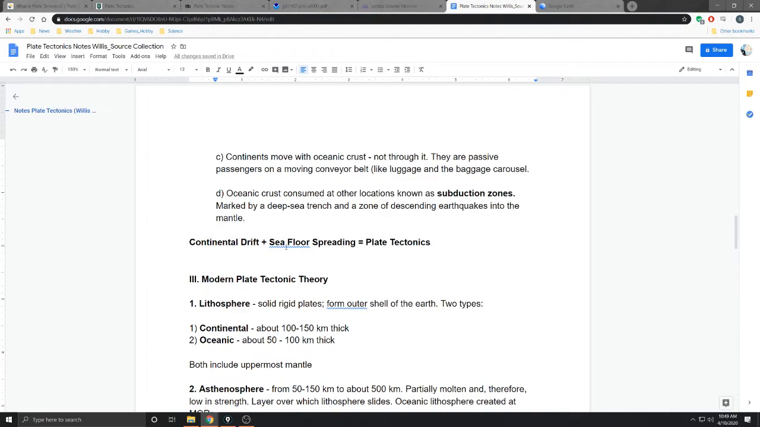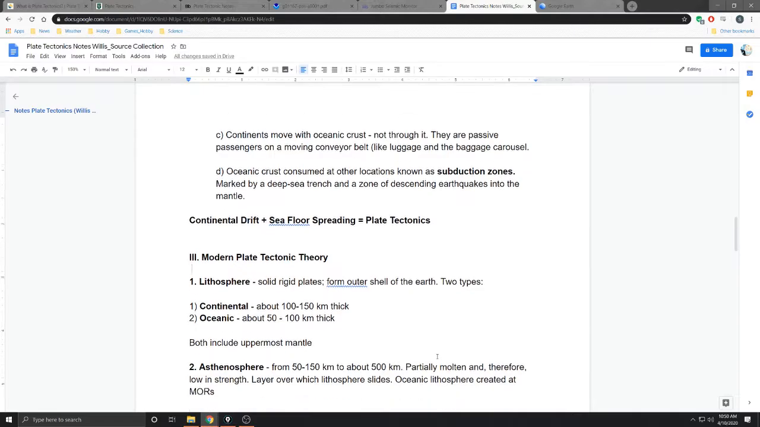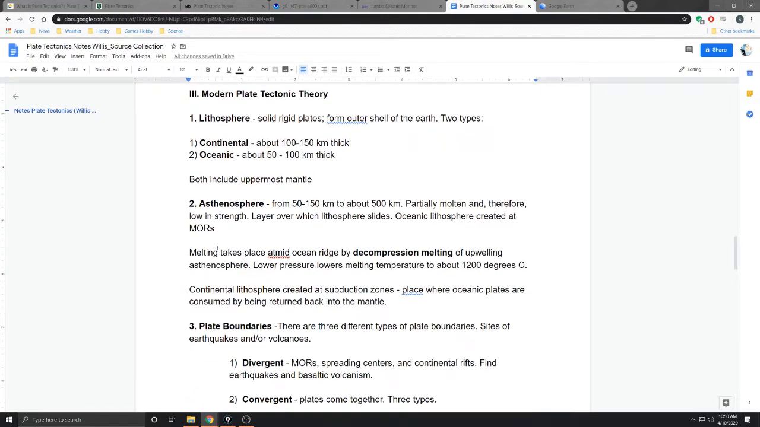So the whole idea here is seafloor spreading, which is the modern information that we've added to continental drift, which was Wegener's idea, and it gives us our modern theory, which we call plate tectonics. The basic breakdown of plate tectonics is that we have a couple of different layers of the Earth, which I'll try to make a video for you guys next.